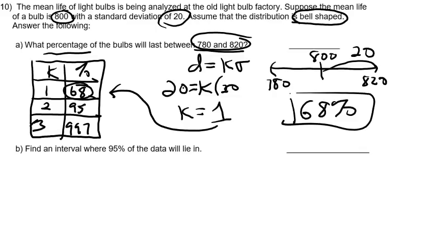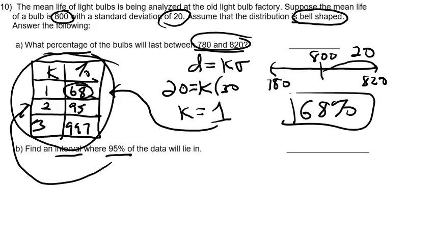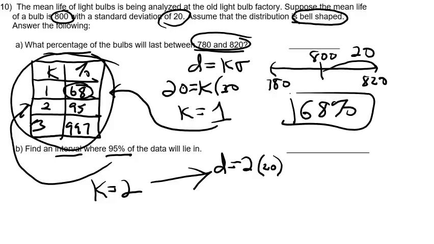For part B, we're given the percentage here, and we're trying to find the interval. So we're going to be working on this side. We look up 95%, and we find out that K is equal to 2. We bring it over here. Our distance is 2 times sigma, which is 20. So our distance is equal to 40.